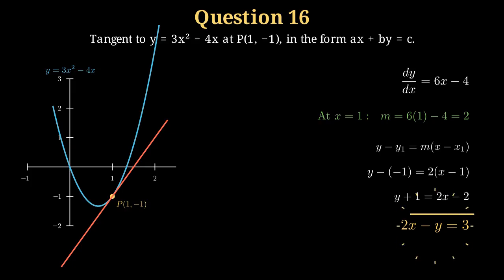Rearranging into the required form, y equals 2x minus 3, which we write as 2x minus y equals 3. Well done. That's question 16 complete.